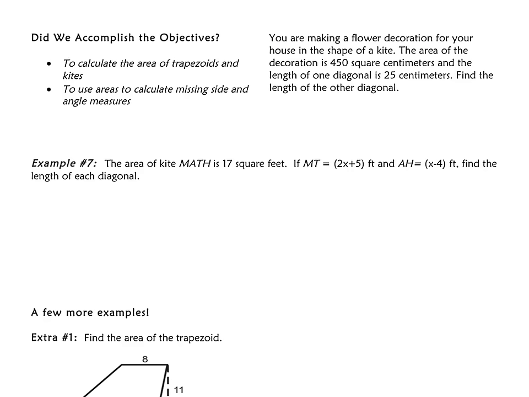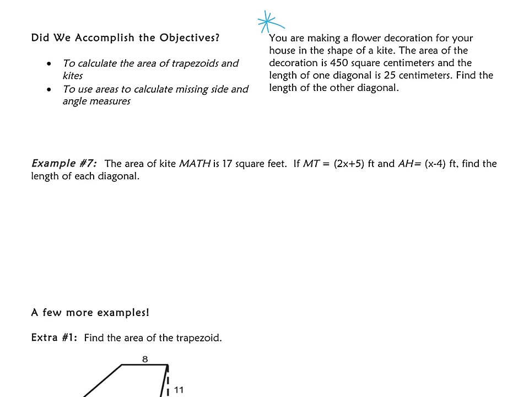All right, so let's see. Did we accomplish the objectives? We wanted to be able to calculate the area of trapezoids and kites and rhombuses, and we wanted to use the areas to find missing side and angle measures. So this problem over here, you're making this flower decoration for your house in the shape of a kite. I want you to do this on your own.